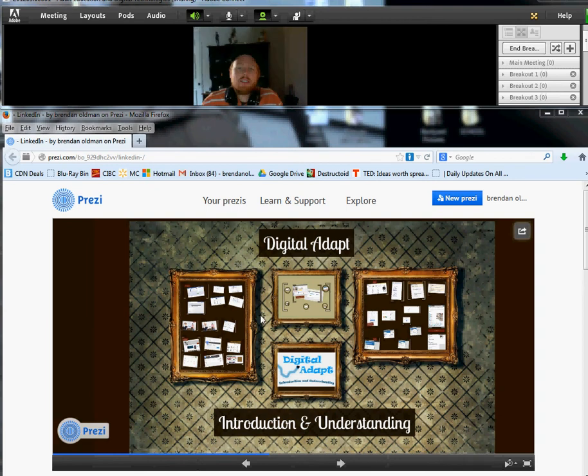Hi everyone, this is Digital Adapt Introduction and Understanding, and today we're going to be looking at Edmodo, a learning LMS, mainly looking at its effects with higher education and how it can be used and why it has been successful in the primary and secondary school levels.